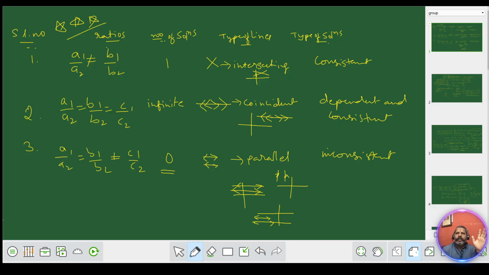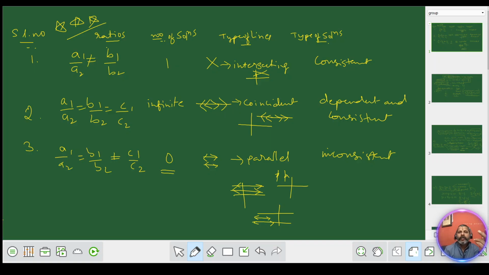When all the ratios are equal: the first case is when the ratios are not equal, and the second case is the opposite of that. What is that? Equal, right? So we take all three ratios as equal. Then the lines are coincident, one over the other. When one is over the other, you have to remember every touching point on the lines is a solution. So it will have infinitely many solutions. Lines will be coincident, and since they have solutions, the solutions will be dependent and consistent.